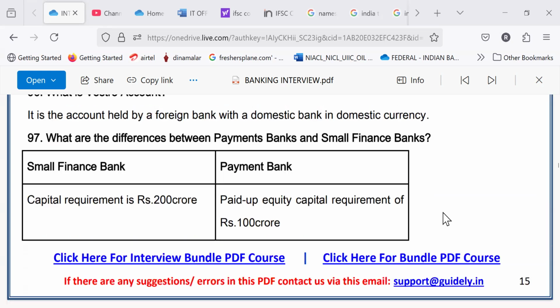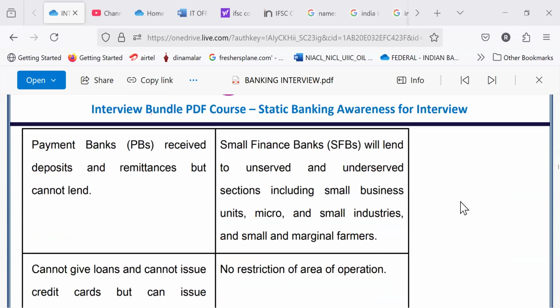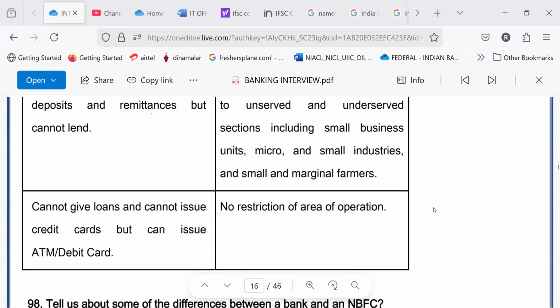What are the differences between payments bank and small finance banks? Small finance banks' capital requirement is 200 crore and in payment bank paid up equity capital requirement is 100 crore. Payment banks receive the deposits and remittances but cannot lend. Small finance banks will lend to unserved and underserved sections including small business units, micro and small industries, and small and marginal farmers.